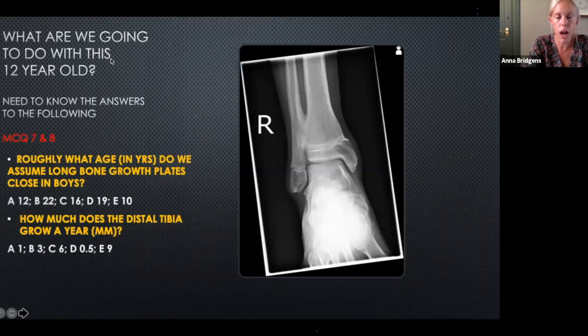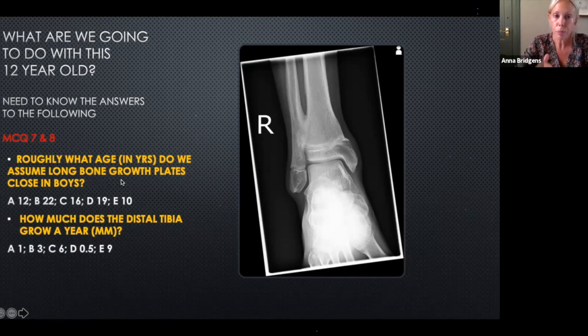To make a decision of what we're going to really do, we need to know the answer to the following questions. So we need to know what age this tibia is going to carry on growing for. Well, not this tibia, but the other side. So how short is this leg going to be? And how much does the distal tibia grow a year? So we know he's 12. And so how many more years of growth has he got left? So these are the next two questions that I was just going to ask you.